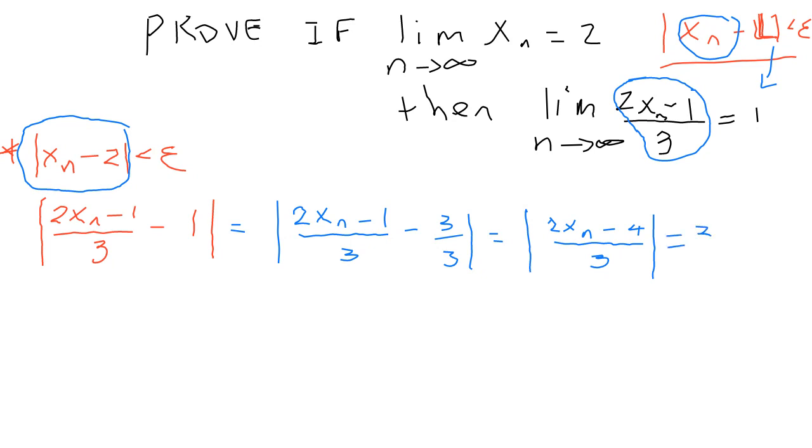Matter of fact, let me ask you guys: when you factor out 2 over 3, what is left inside the absolute value? x sub n minus 2. That's the absolute value of x sub n minus 2 here. It's so close to the edge of the board, I can't write it. After the 2, there's a bar.